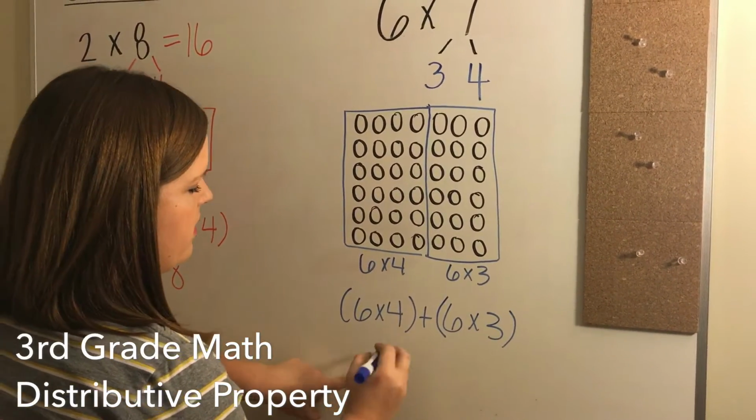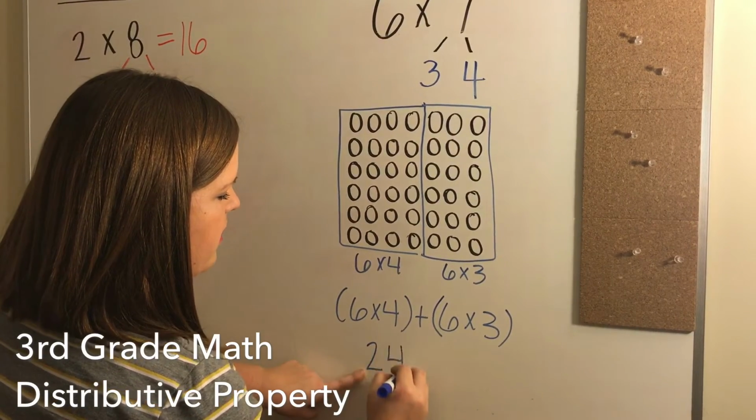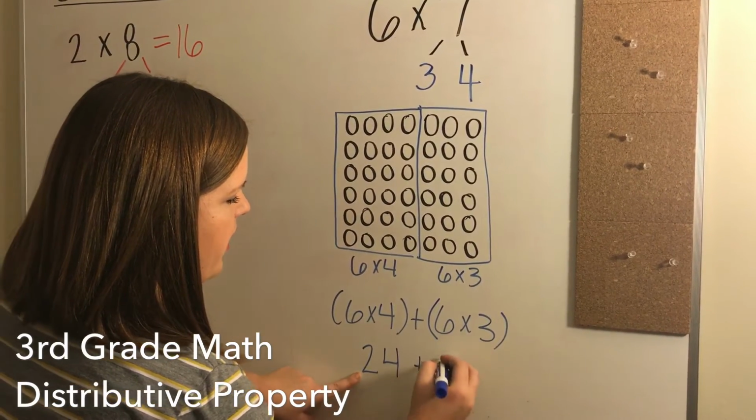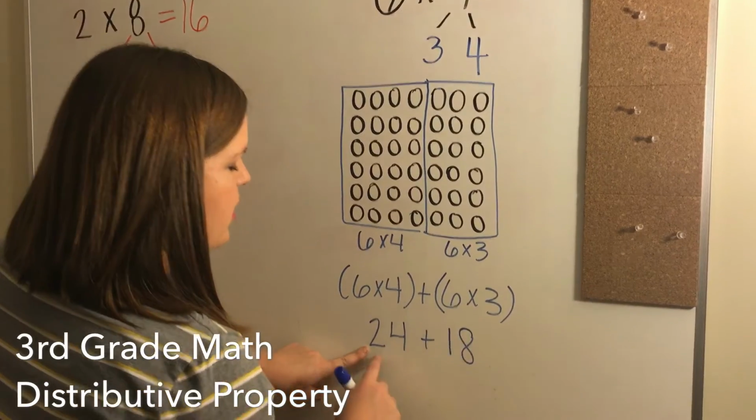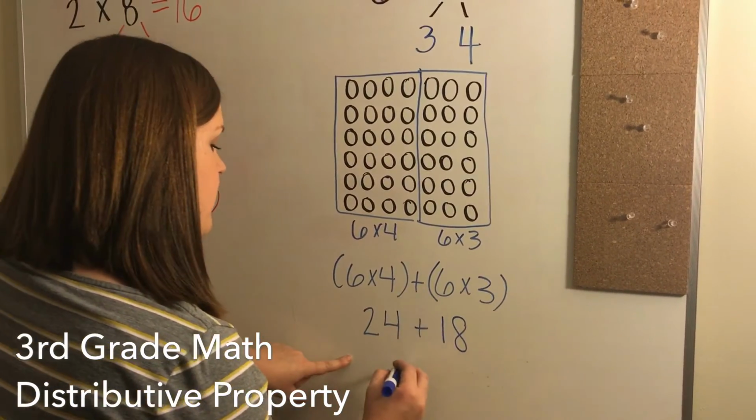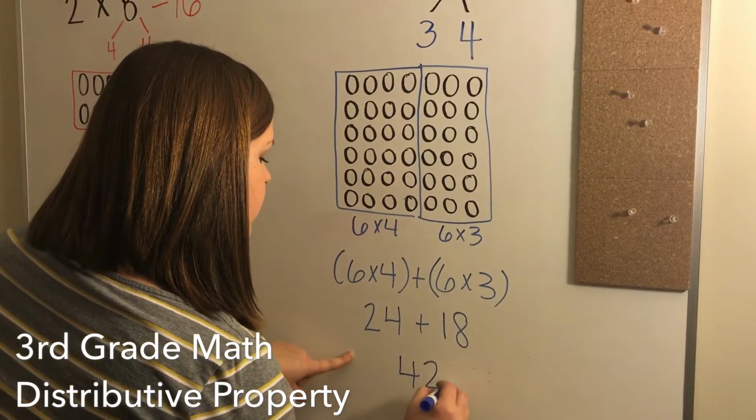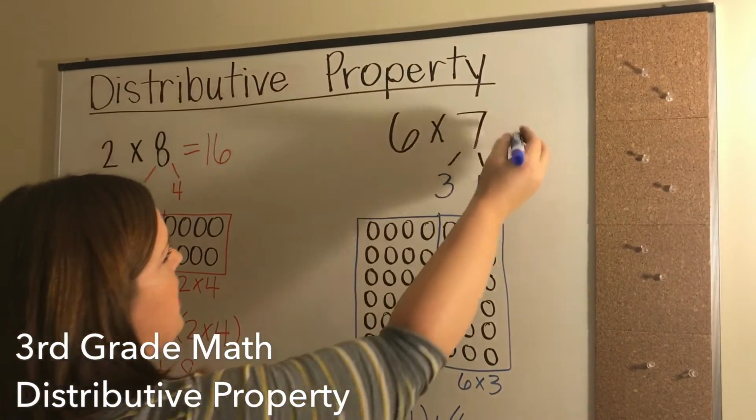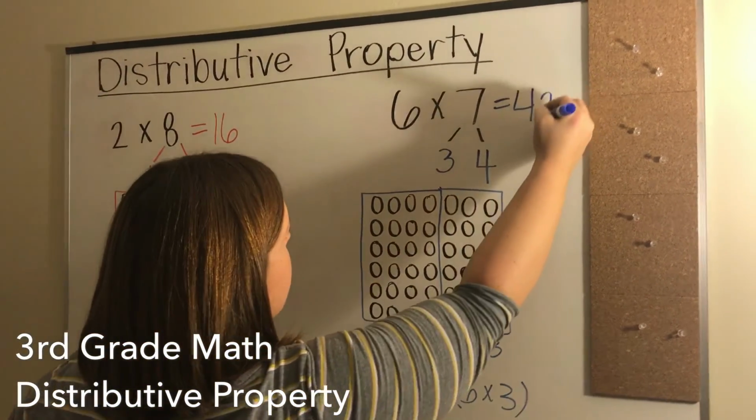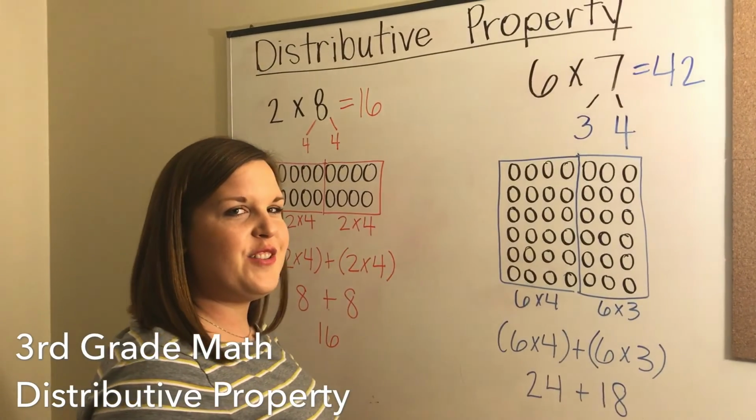6 times 4 is 24 plus 6 times 3 is 18. 24 plus 18 is 42. So our answer for 6 times 7 equals 42. And that's how you do distributive property.